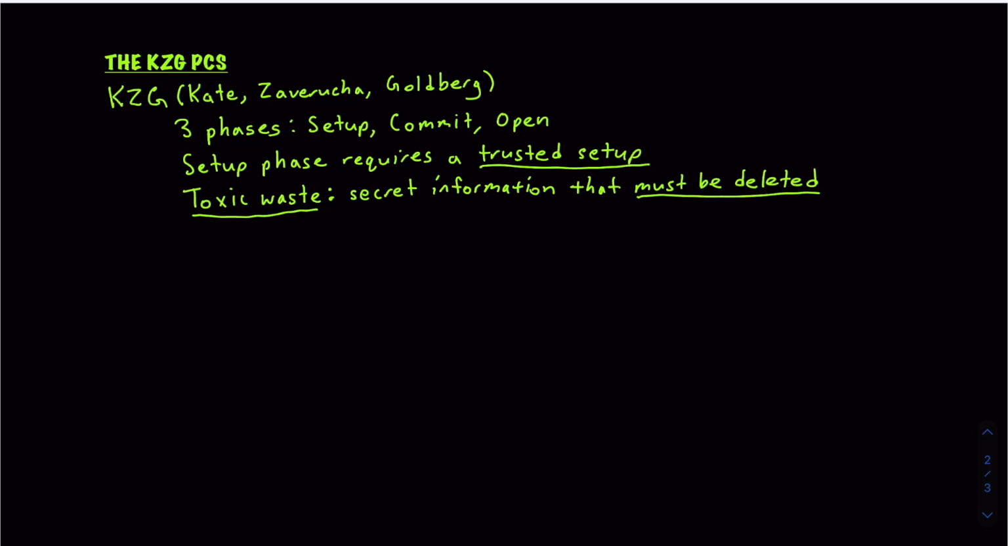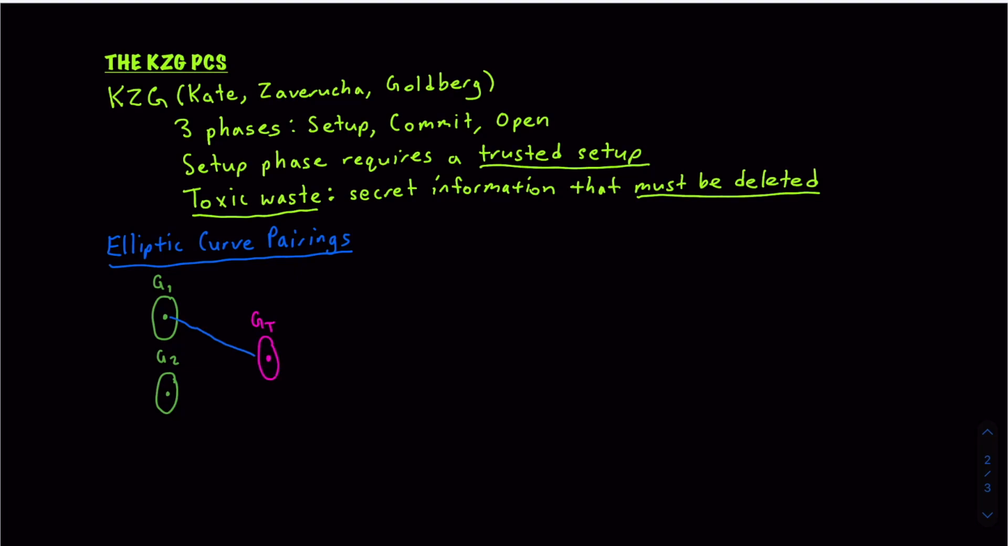Recall that in elliptic curve pairings, we have two groups, G1 and G2, and a target group, GT. We denote the pairing by E, which is a map from G1 and G2 to GT. Let's call the generator of G1 G, and the generator of G2 H. This is all public information, so the prover, verifier, and trusted party all know G, H, G1, G2, and GT.